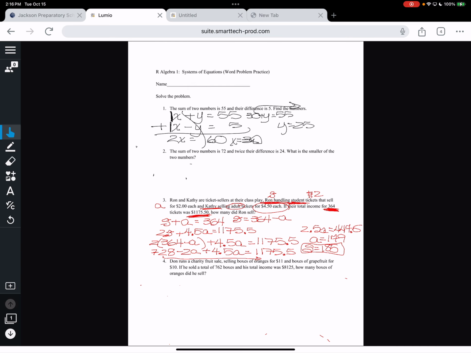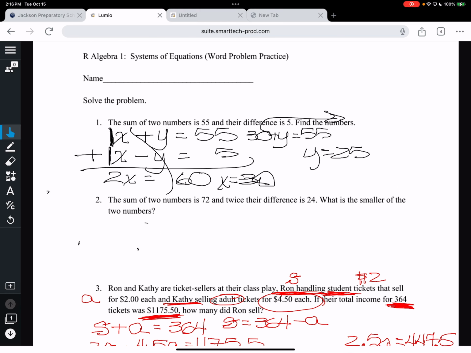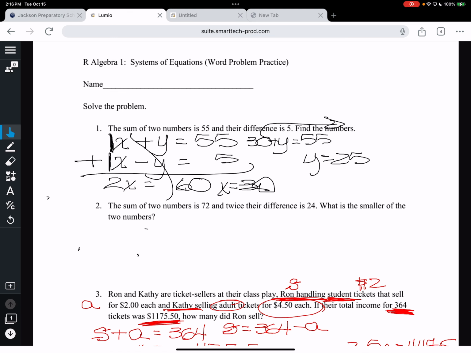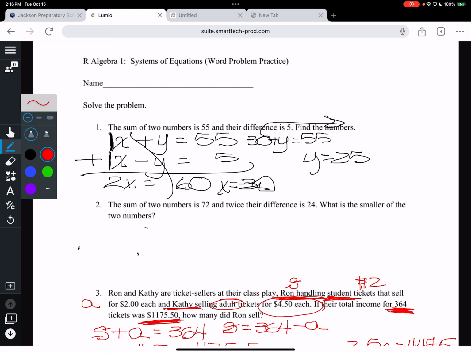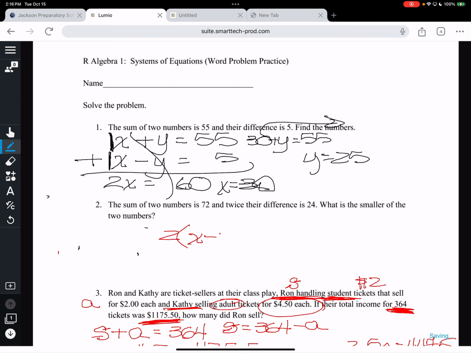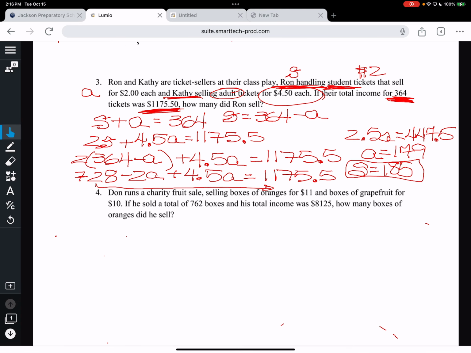On number 2, the sum of two numbers is 72. What does that look like? x plus y equals 72. And twice their difference: 2 times x minus y equals 24. Don't worry about the distribution; you have x plus y equals something, and then 2 parentheses x minus y equals something.